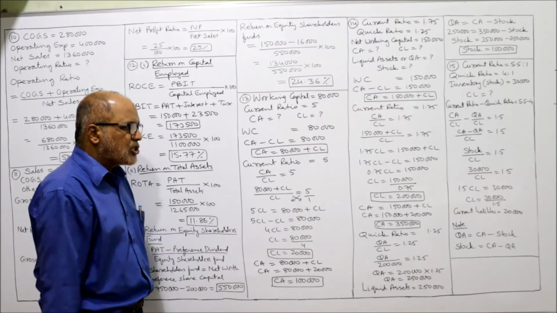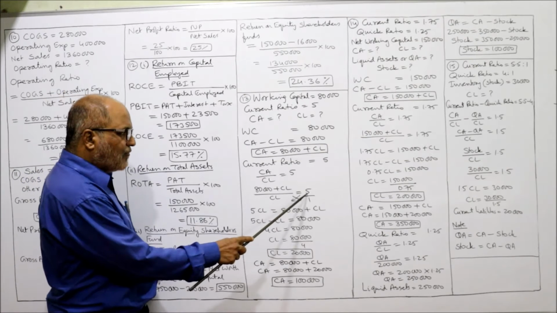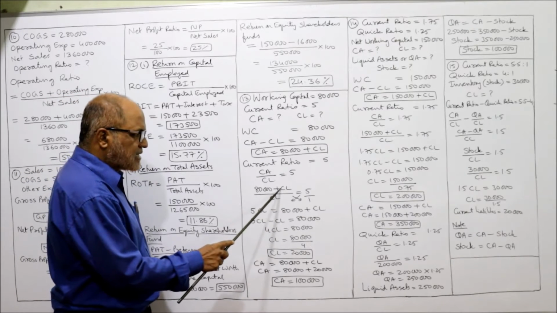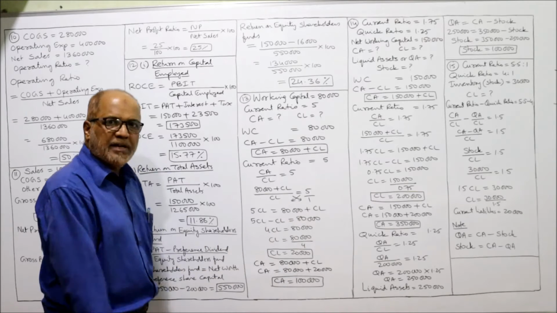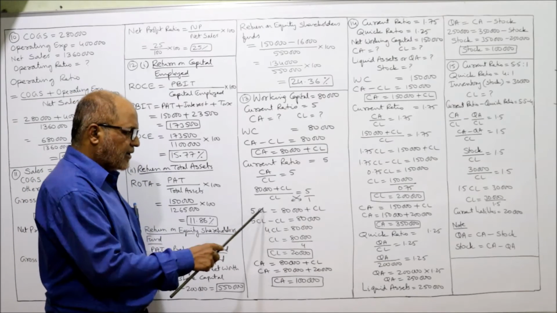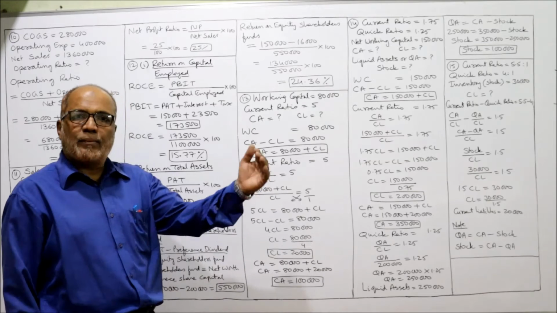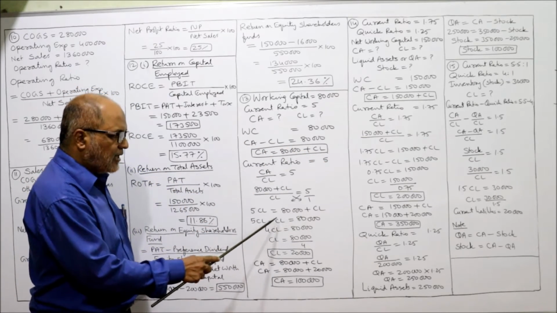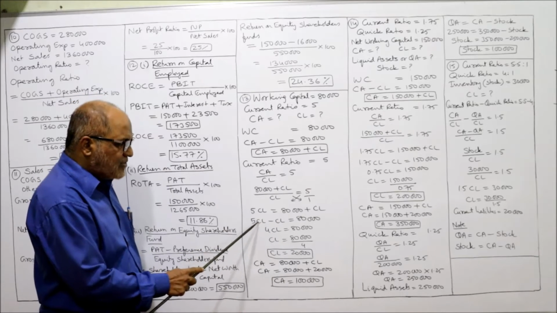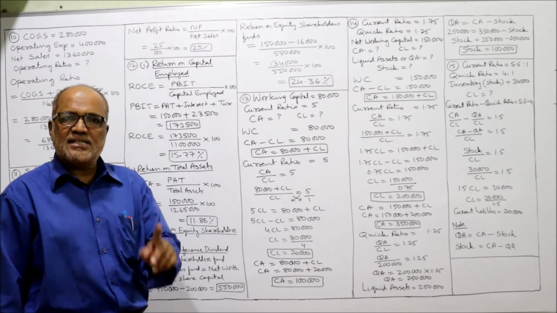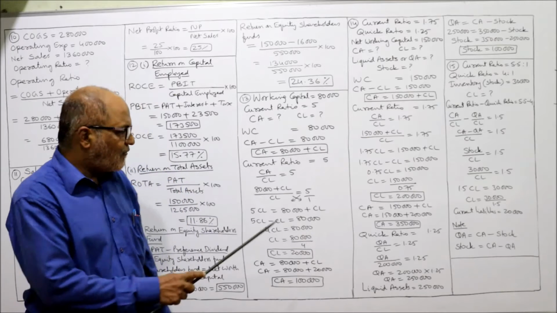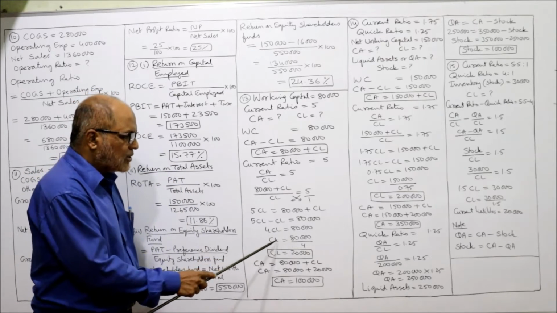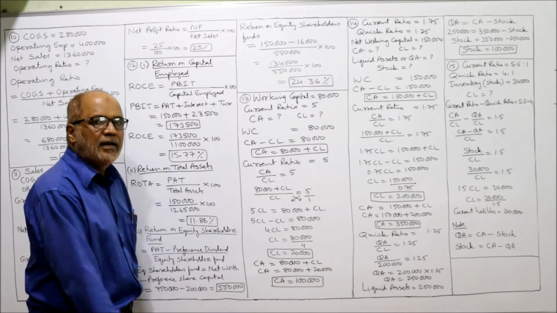Now I am making a cross multiplication. So 5 into CL is 5CL, and 80,000 plus CL into 1 is 80,000 plus CL. Now bring the CL from RHS to LHS. So this plus CL will become minus CL. So 5CL minus 1CL, 4CL is equal to 80,000. CL is equal to 80,000 by 4, 20,000.